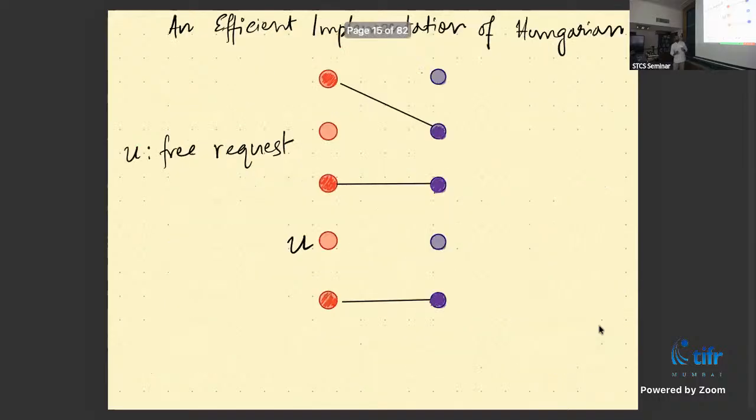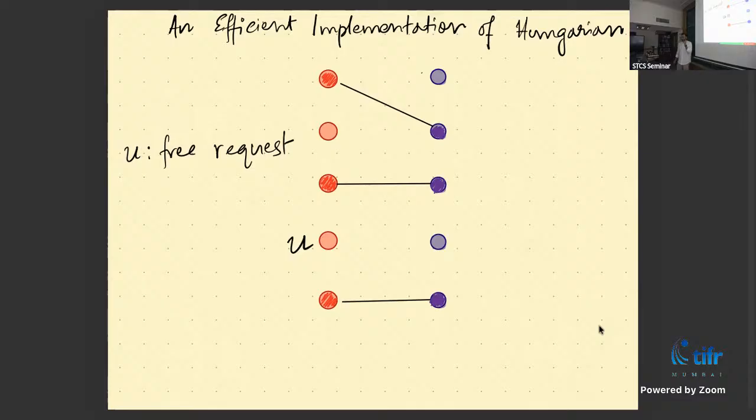So now the whole game boils down to how do you actually update your matching, even in the offline setting? You know the entire graph, of course, but how do you really make sure that when you add an edge, all these conditions are still satisfied?